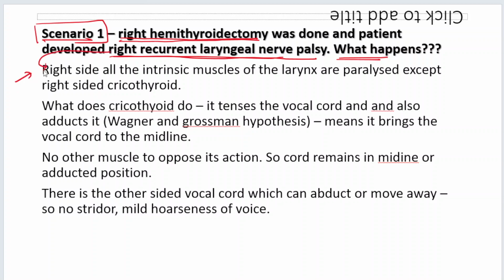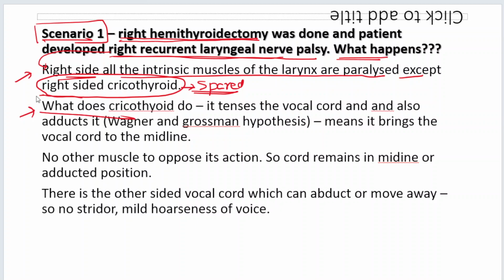So what does it mean? It means that on the right side, all the intrinsic muscles of the larynx are paralyzed except the right-sided cricothyroid. Cricothyroid is supplied by the external laryngeal branch of the superior laryngeal nerve. This is paired, so the right-sided cricothyroid is functioning. So what does cricothyroid do? It tenses the vocal cord. We just talked about it. It pulls the thyroid cartilage anteriorly, causing lengthening and tensing of the vocal cord.